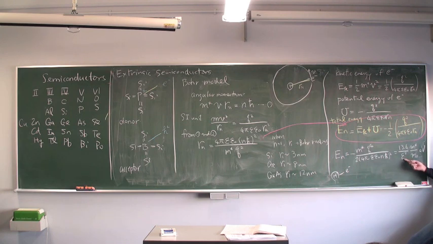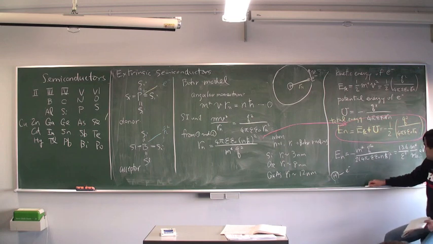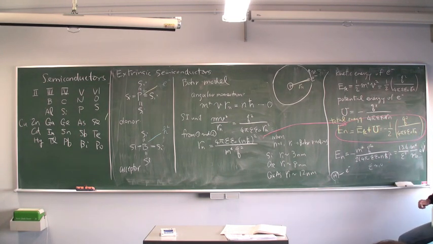Epsilon square is just the dielectric constant of the semiconductor. M naught is the electron mass in free space, the electron rest mass, 9.1 times 10 to the minus 31 kilogram, right? So all I'm saying is that, after all, this is like hydrogen in vacuum, but with different mass and different dielectric constant. Typically, epsilon of a semiconductor is around 10. And the mass is typically smaller than M naught, the electron rest mass, usually like 0.1 to 0.4 M naught.